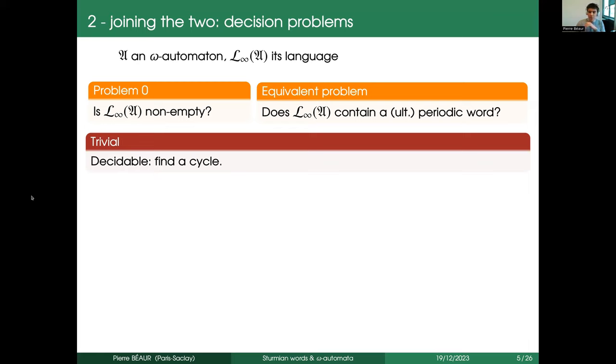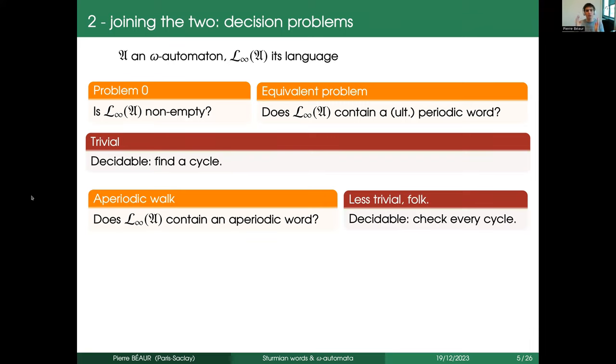But the thing is that ultimately periodic words are a bit boring. So the next question becomes, given an omega automaton, does it accept an aperiodic word? This question is not trivial. And in fact, I've never found any literature on it, but I know that it's a folkloric answer.